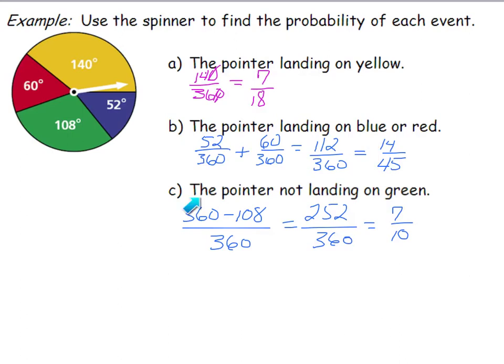For the last one, the pointer not landing on green, well, I know there's 360 degrees in every single circle that we're working with. So if there's 360 degrees in a circle and I don't want it to land on the green area, I ended up taking 360 minus 108. That would give me everything else. Otherwise, what you could do is you could take 60 plus 140 plus 52. You'd still get 252 divided by my 360, and then all you do is simplify down. And when we simplify down, we're going to pull a 36 out of each, and I'm going to get 7 over 10.